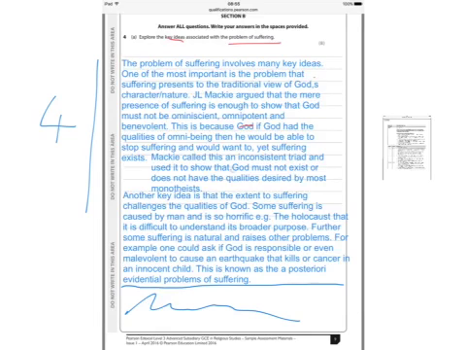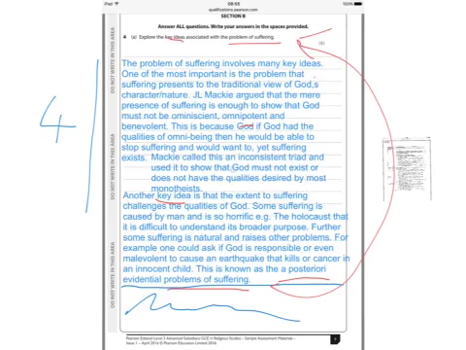Okay, here's my second paragraph. Another key idea is the extent to which suffering challenges the qualities of God. I've used the phrase key idea to link again. Some suffering is caused by man and is so horrific, for example the Holocaust, that it's difficult to understand its broader purpose. That's my first couple of points, I hope, in this paragraph. Further, some suffering is natural and raises other problems. For example, one could ask if God is responsible or even malevolent to cause an earthquake that kills, or cancer in an innocent child. This is known as the a posteriori evidential problem of suffering, so that I have ended with the question wording.